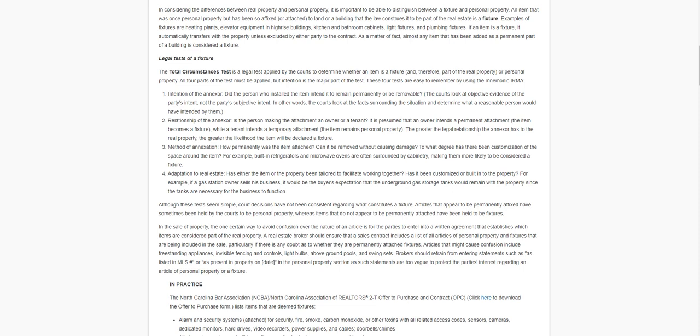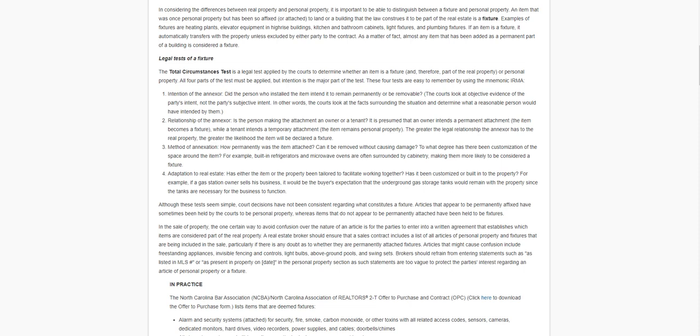Method of annexation. How permanently was the item attached? Can it be removed without causing damage? To what degree has there been customization of the item? It can be custom. Was it custom made for the house? Built-in refrigerators and microwave ovens are more likely to be considered fixtures.